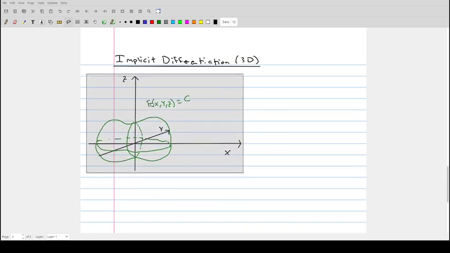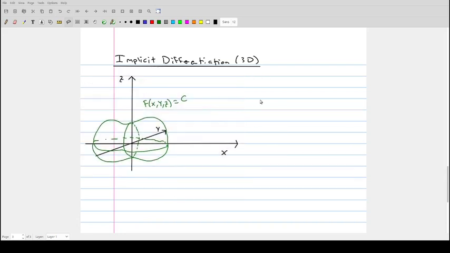And similar to the 2D scenario, it's conceivable that we could have a point on this surface. At this point right here, say, we'll call it R naught, just like before, where R naught is some fixed point, X naught, Y naught, Z naught, that's on the surface. And we could want to say get the tangent plane at R naught.